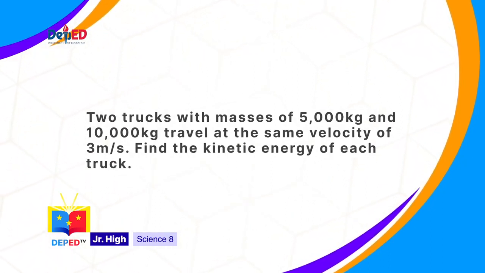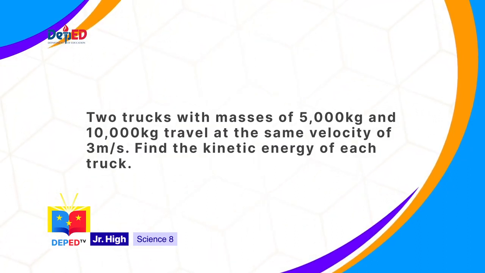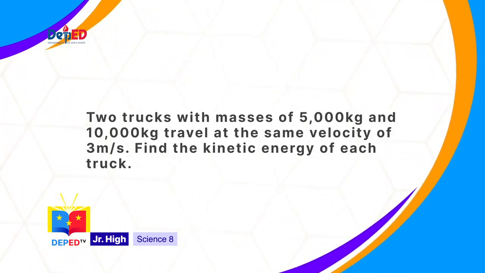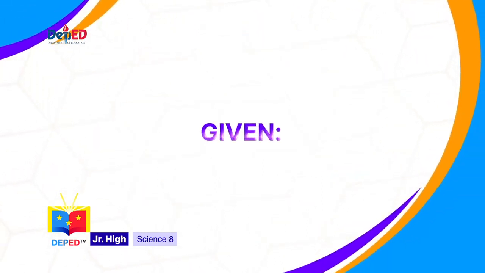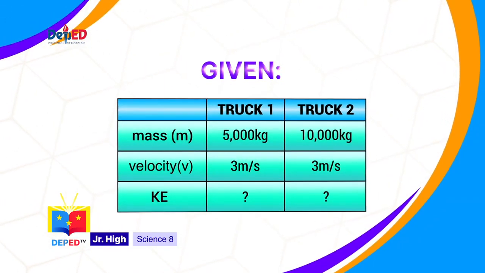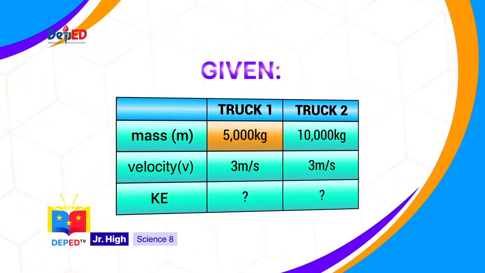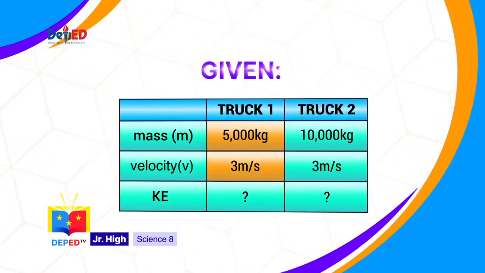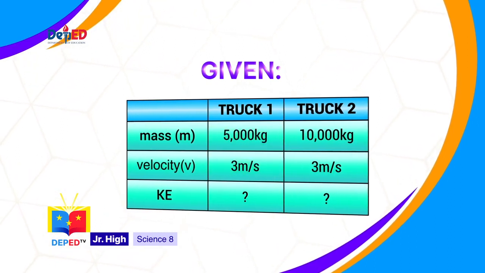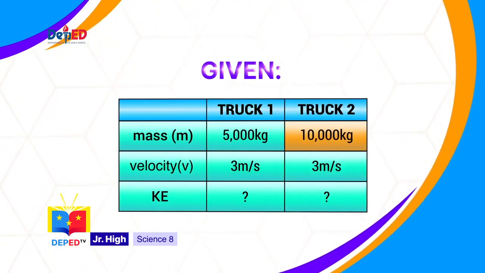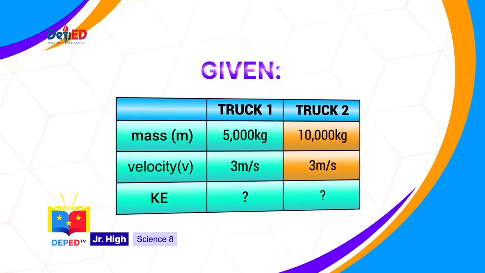Two trucks with masses of 5,000 kilograms and 10,000 kilograms respectively travel at the same velocity of 3 meters per second. Find the kinetic energy of each truck. How are we gonna do it? First, let's write down the given. Truck 1 has a mass of 5,000 kilograms and a velocity of 3 meters per second. Truck 2 has a mass of 10,000 kilograms and also with 3 meters per second velocity.